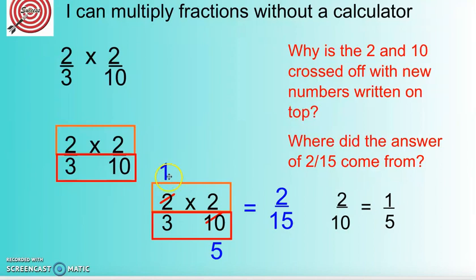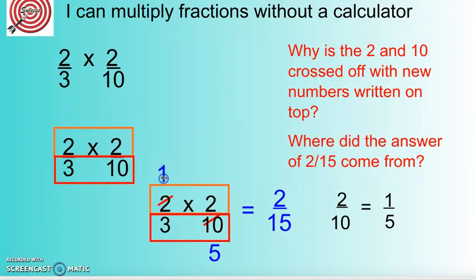Now, here are my new numbers. I have 1, that's my new numerator, and then a 2, I still have that one. And then for denominators, I have a 3, and my new number is 5. So how am I getting an answer of 2/15? So 2/15. Where did that come from? What am I doing with the 1 and the 2 and the 3 and the 5 to get to 2/15?